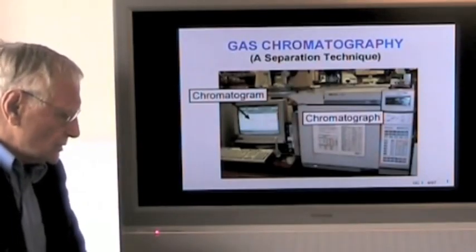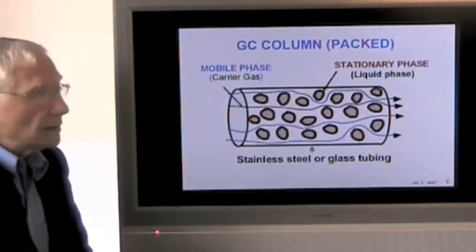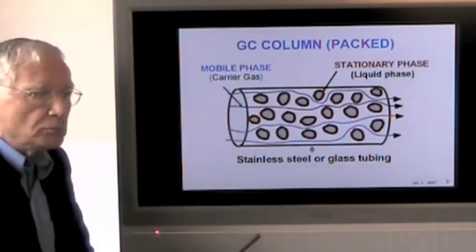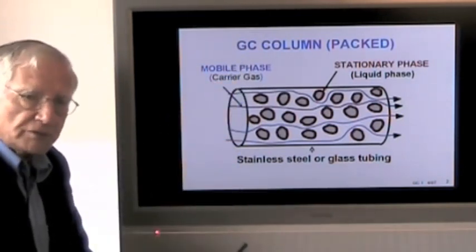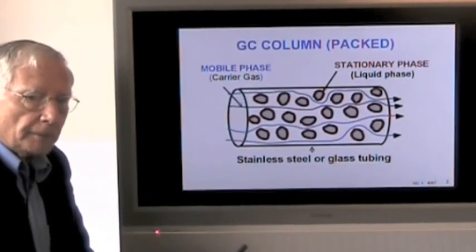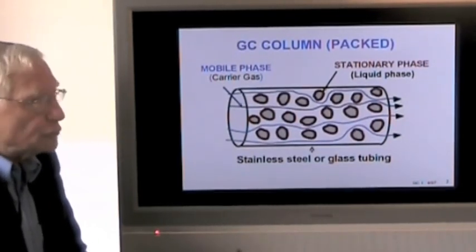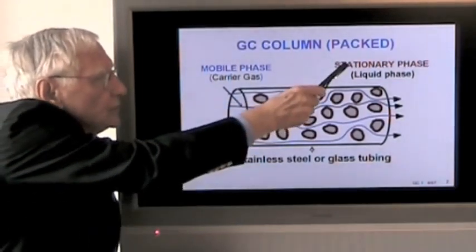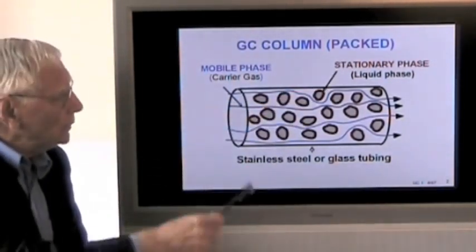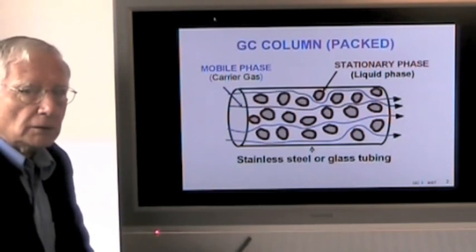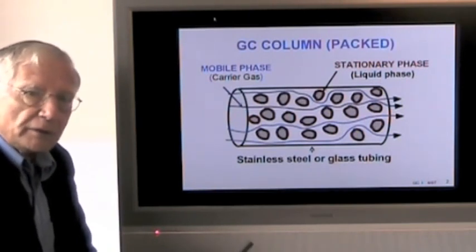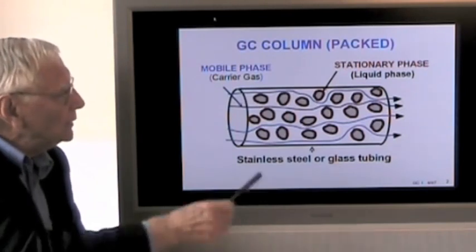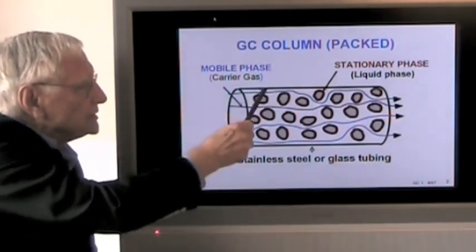How does this column and system separate things? This shows us a schematic of a GC packed column. There are two columns, packed columns and capillary. In this packed column, we have two phases, a mobile phase which is moving, and a stationary phase which is not moving. The mobile phase is also called a carrier gas, and typically it's helium, sometimes nitrogen, sometimes hydrogen. The carrier gas flows constantly through the column.